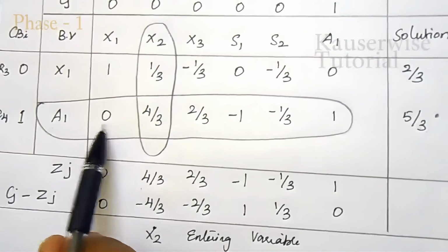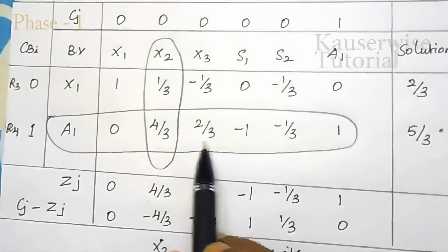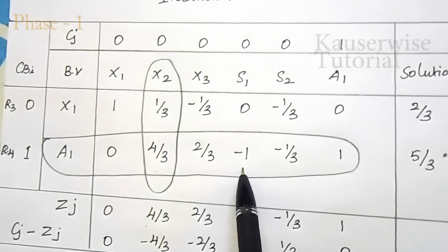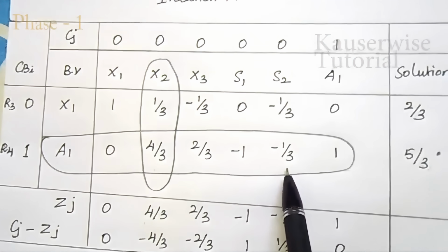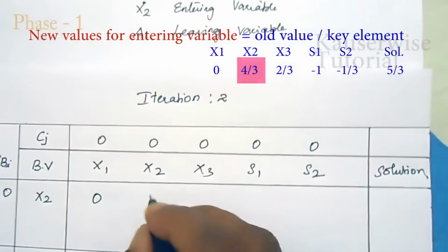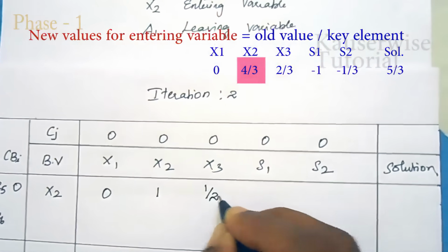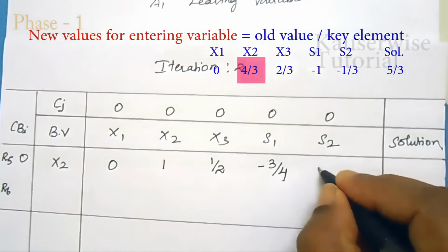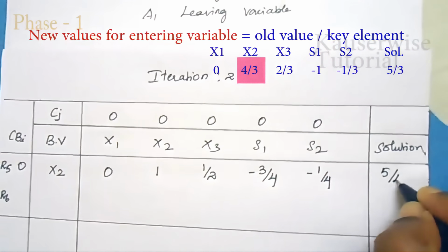So 0 divided by 4 by 3. For second value, 4 by 3 divided by 4 by 3. For x3, 2 by 3 divided by 4 by 3. For s1, minus 1 divided by 4 by 3. For s2, minus 1 by 3 divided by 4 by 3. So the new value is for x1, 0. For x2, 1. For x3, 1 by 2. For s1, minus 3 by 4. For s2, minus 1 by 4. For solution, 5 by 4.